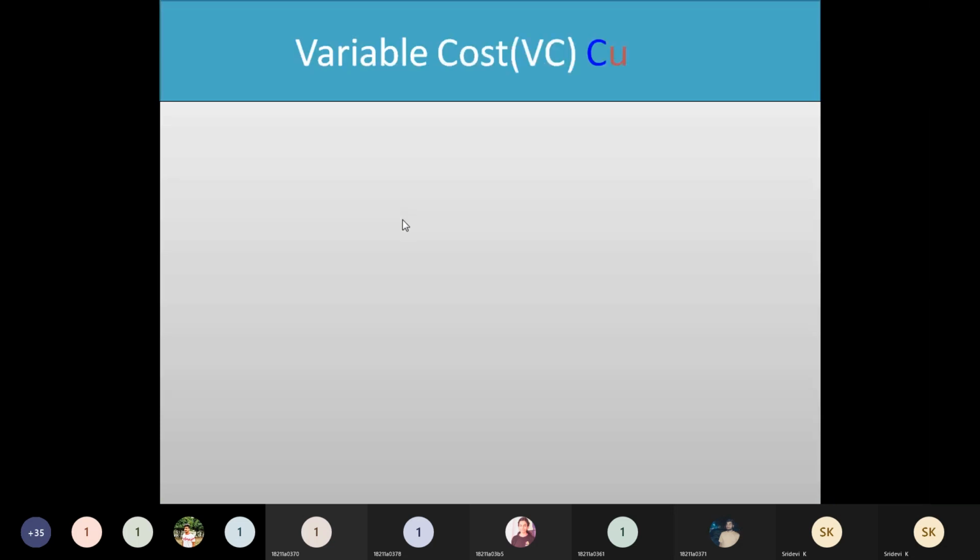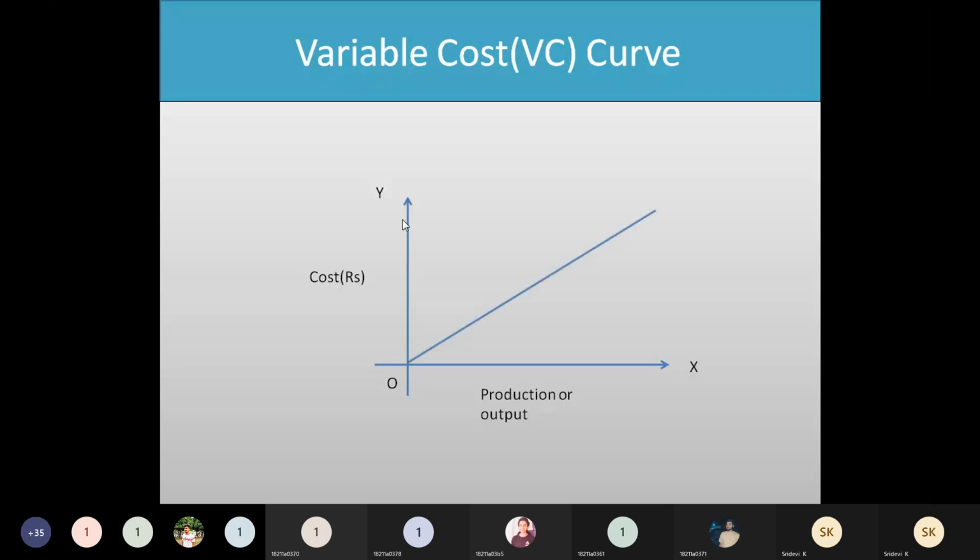So this can be shown by drawing a graph, x-axis, y-axis. On the x-axis you are going to show the production or output. On the y-axis you show the cost, total cost, variable cost, and this will be flowing from the horizon. You can see here, it is touching the horizon. Why it is touching the horizon means if the output is 0, variable cost is also 0. So that is the reason this will touch the horizon. No output, no variable cost.